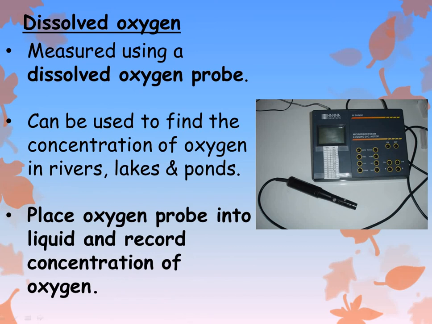You've got dissolved oxygen concentration, which you can use to find the oxygen concentration in water such as rivers, lakes and ponds. You place the oxygen probe into the liquid, record the concentration of oxygen, repeat several times and then move to a different area. And that's it for abiotic factors or non-living factors.